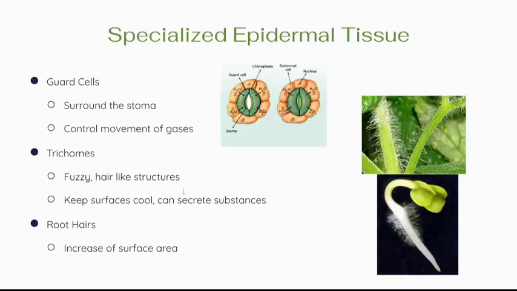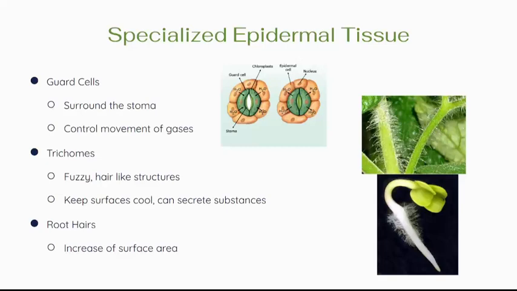Now we're going to talk about specialized epidermal tissues. So we have guard cells. Guard cells essentially surround the stomata. If you didn't know, the stomata is that little opening here. It controls the movement of gases. By gases, we basically mean H2O, carbon dioxide, and other gases that the plants need to get rid of.